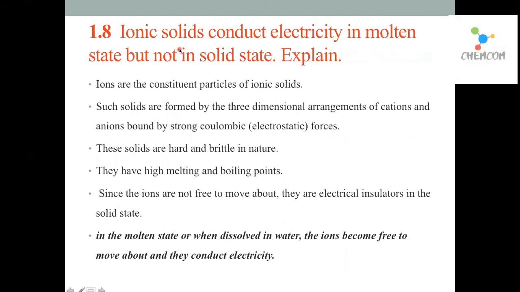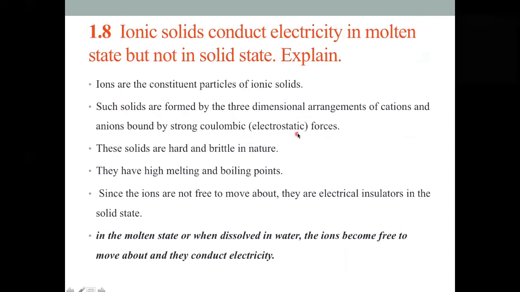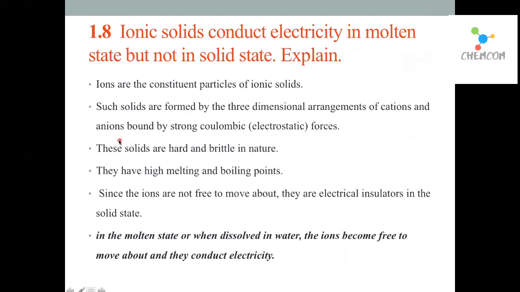The same question says that ionic solids conduct electricity in molten state but not in solid state. Explain. Ionic solids means the constituent particles are ions only, and such solids are formed by the three-dimensional arrangement of cations and anions held together by strong Coulombic forces of attraction. So these solids are hard and brittle in nature. They have a high melting and boiling point, and since the ions are not free to move about, they are electrical insulators in the solid state.